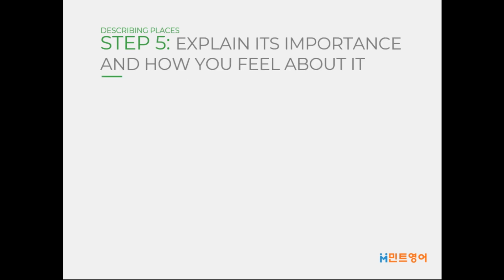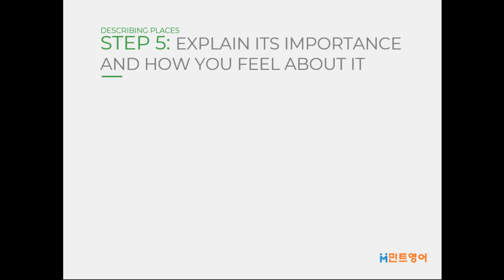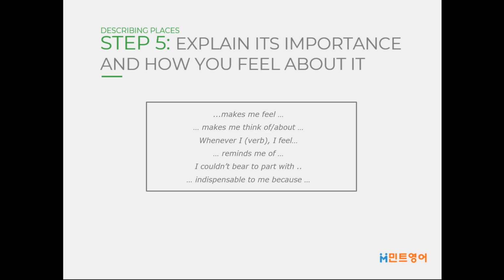There must be a reason why you're talking about a specific object during the test. Since the object belongs to you or has a sentimental value to you, this is the part where you express its importance and your feelings toward it. You need to use a couple of adjectives to express your feelings. You can use some of these words to describe how you feel about the object you are describing. To express how the object makes you feel, you can use these expressions.